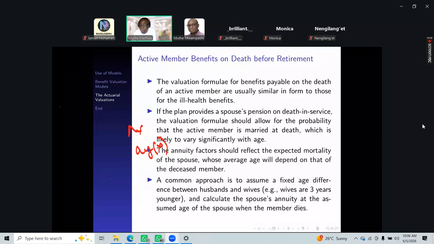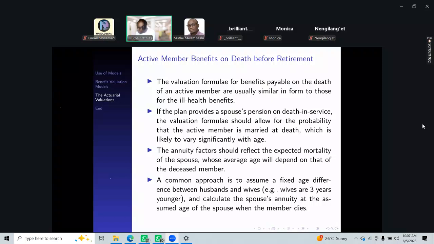And typically, we tend to assume this one here. We typically assume that the age difference between a husband and a wife is 3 years, right? So it's simply 3 years, like this one here. So if you take X minus 3, of course, you get Y. So the age of the spouse who is going to receive this death benefit will be a function of X, right? So this is actually what we are saying here.